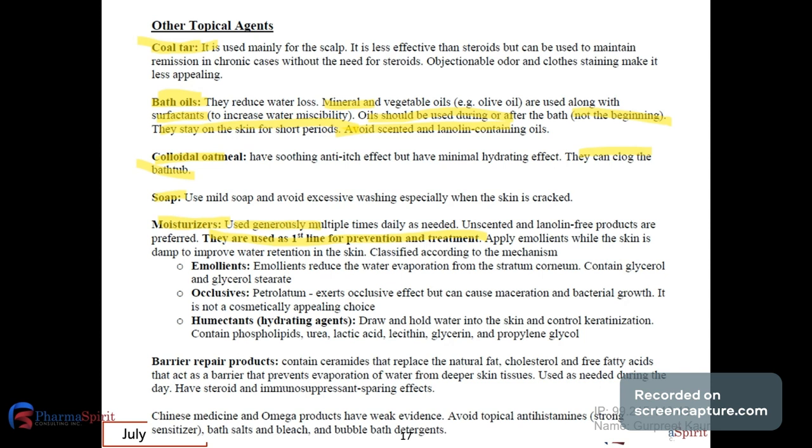We should also use, again, unscented and lanolin-free products. These are the preferred products because the lanolin and the scented ones can cause more sensitization to the skin. We apply these moisturizers while the skin is still wet to improve water retention in the skin. Very similar to what we said about the colloidal oatmeal.